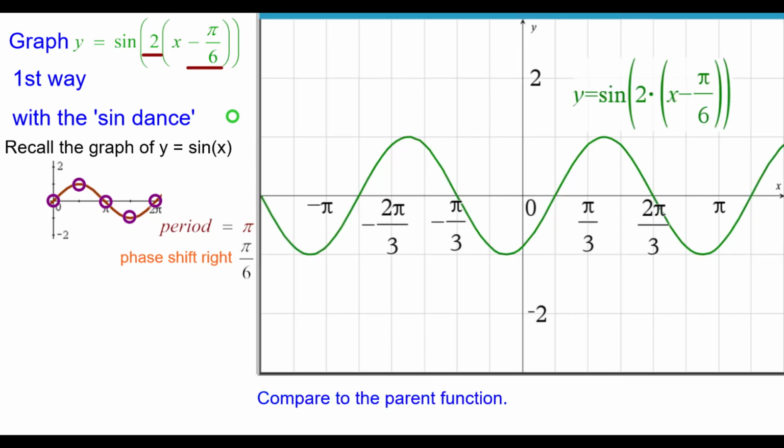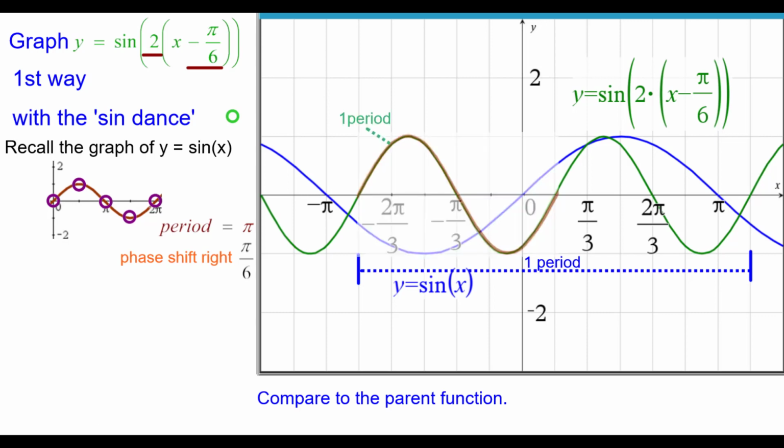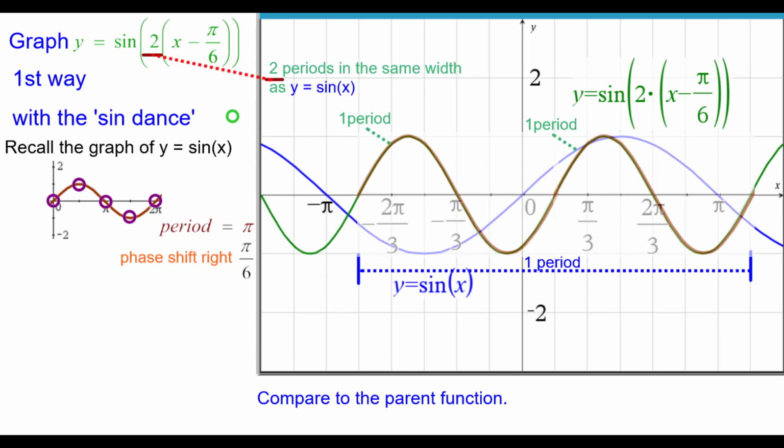And compare it to the parent function in blue. So notice we do have a phase shift to the right from blue to green of pi over 6. And the period of the blue function right here is 2 pi. And in that same width, we're going to get 2 periods of the function that we're graphing. So 2 periods in the same width as the parent function, and you can see where that 2 is coming from.